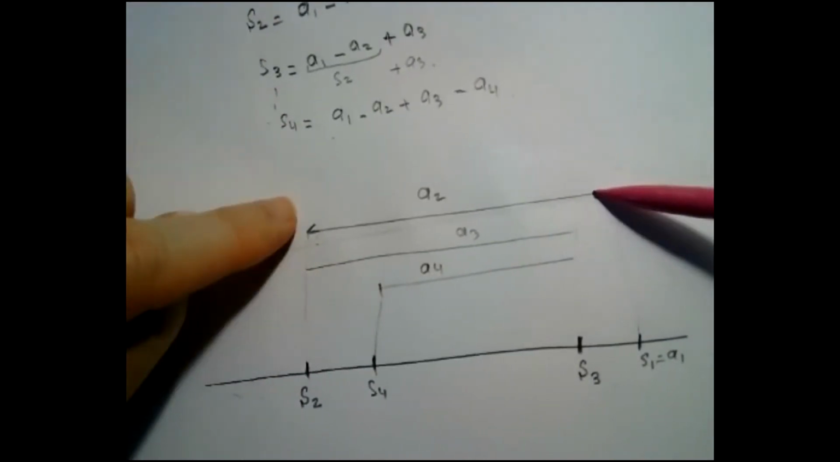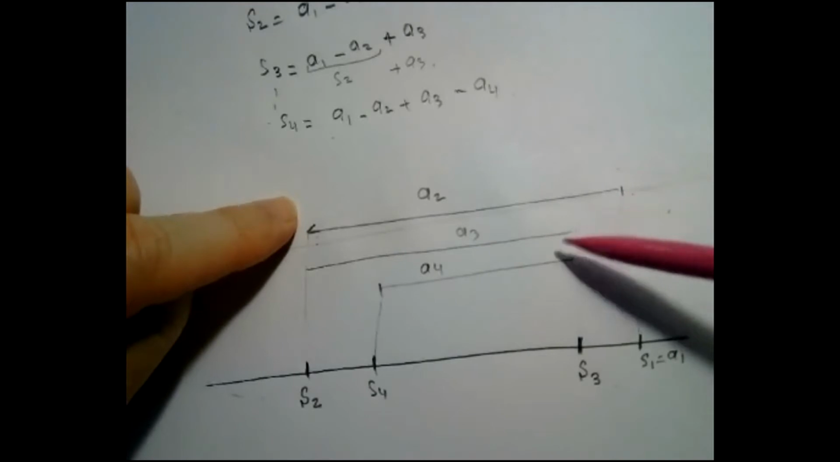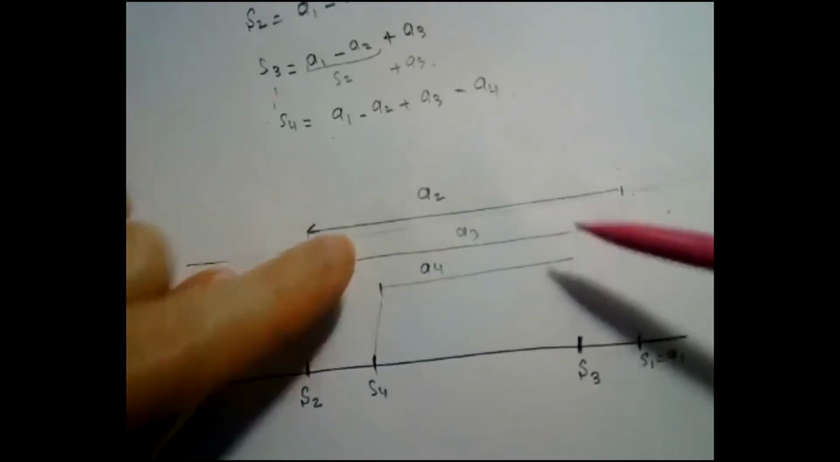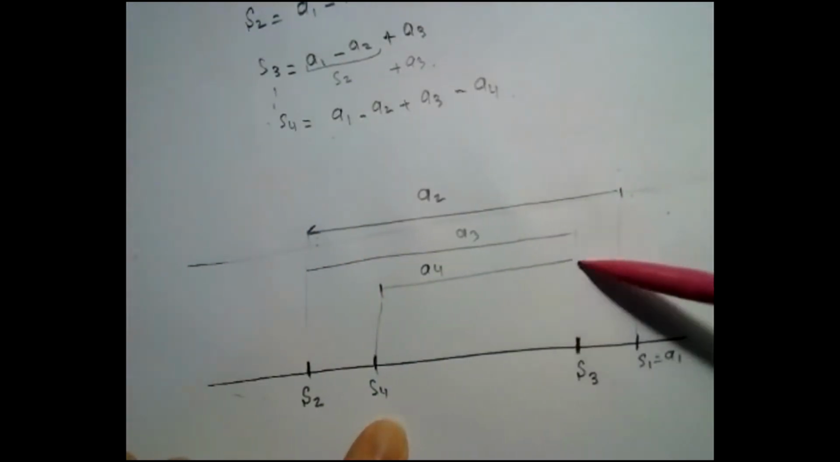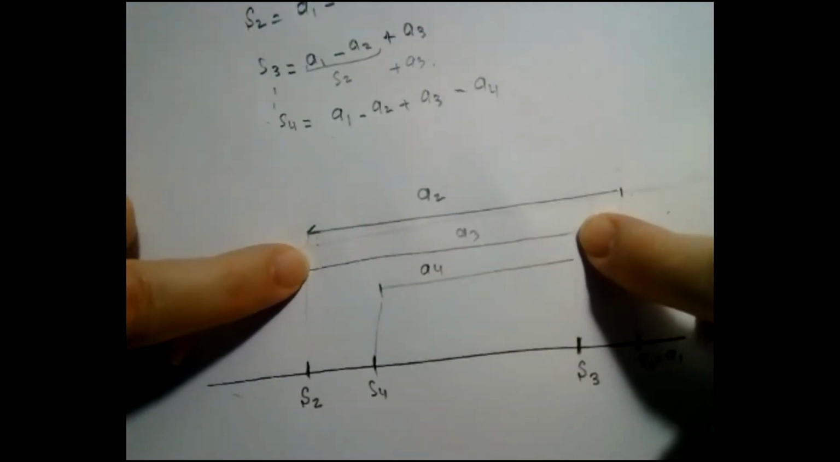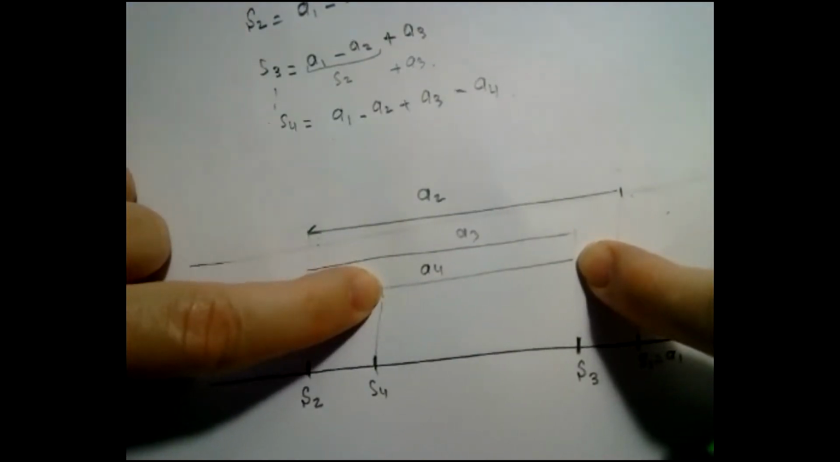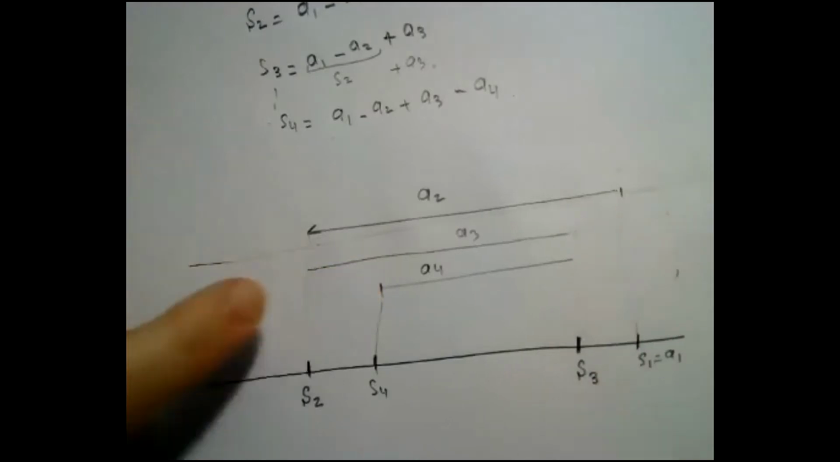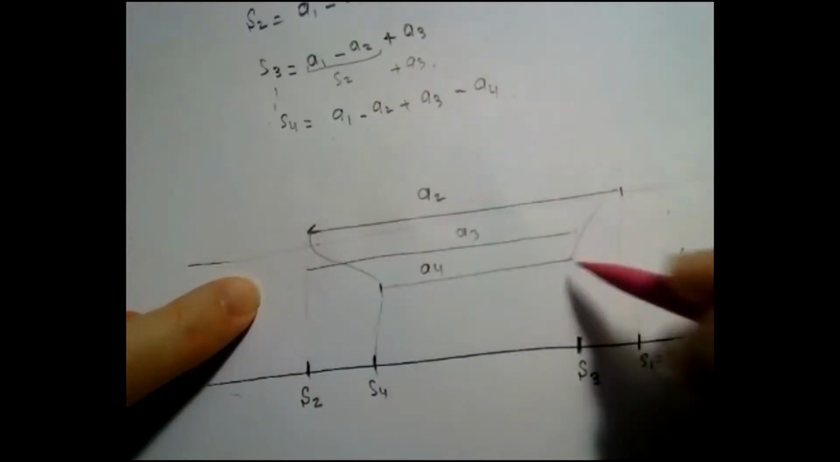And watch carefully. A3 is less than A2. So when I'm taking, A4 is less than A3. So if this is A3, I'm taking A4. A3 is from here to here. I'm taking less from it. So those things are actually getting smaller and smaller.